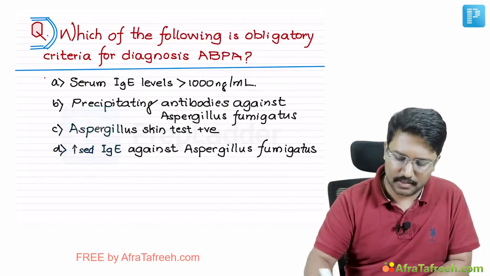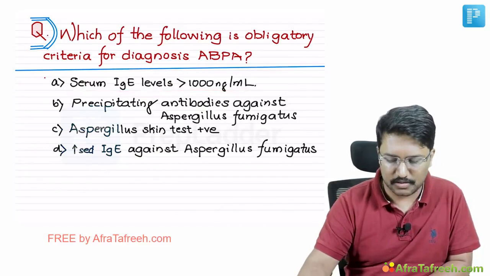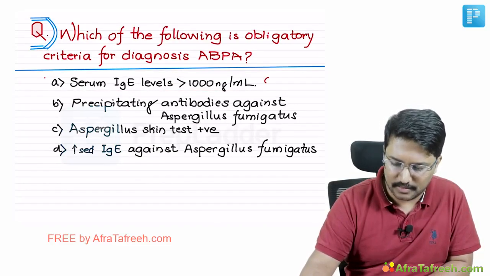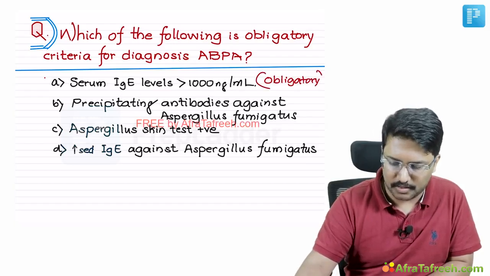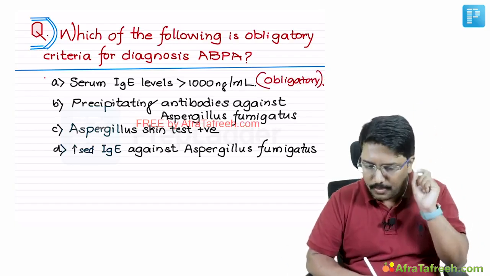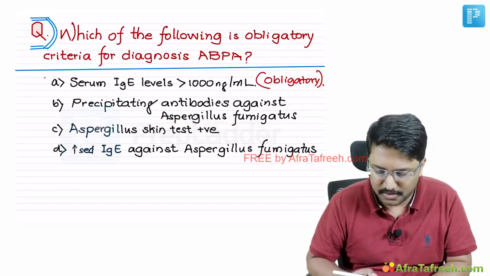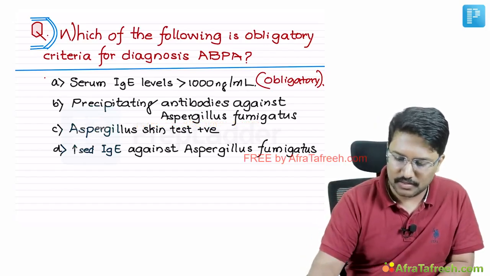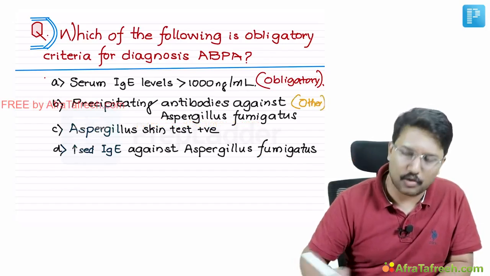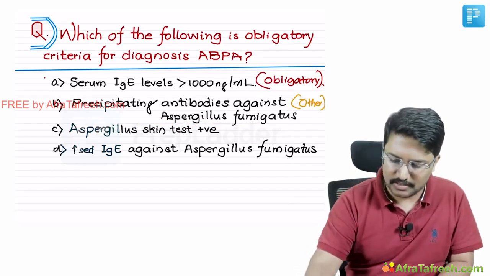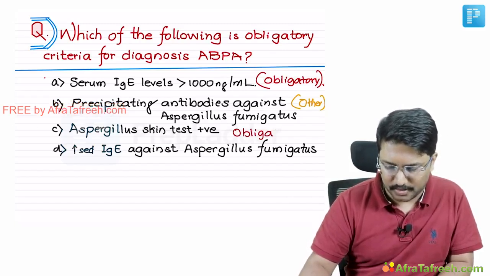Okay, so this is a question that we had taken. Serum IgE levels more than 1000 nanograms per ml, right? This is about the total serum IgE levels, and this is definitely obligatory criteria number 2. Precipitating antibodies against Aspergillus fumigatus was the other criteria, right? It was a supportive criteria or other criteria, not an obligatory criteria. Aspergillus skin test positivity, that was an obligatory criteria, right? That's an obligatory criteria.